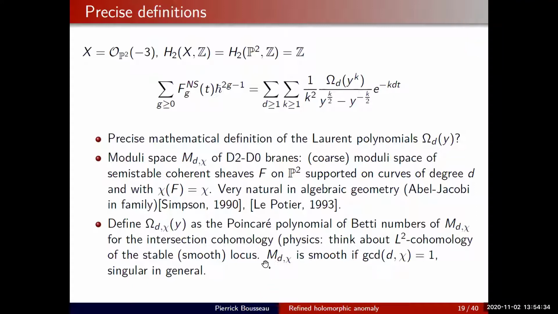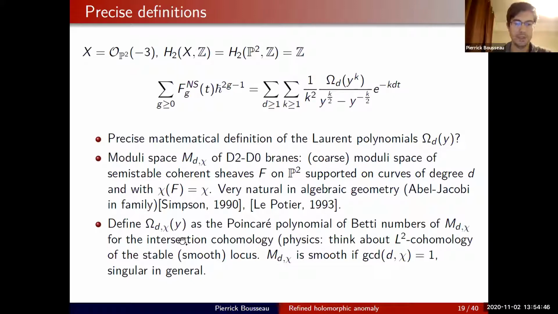But do we know that that is actually the same as the partition function of this D2-D0 bound state? Yeah, so here for my purpose, I will define this omega_{d,chi} as the Betti number for the intersection cohomology of these moduli spaces. And I think it's maybe in general an open question, like maybe you want to compare that with other definitions that you might have of the D2-D0 index. But I claim it is one reasonable definition.